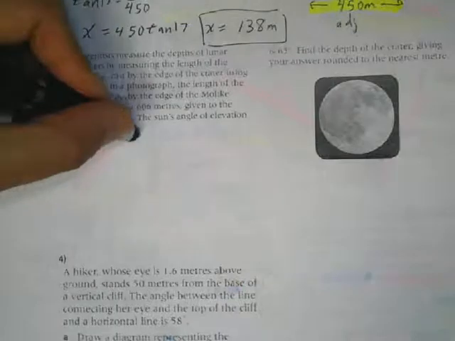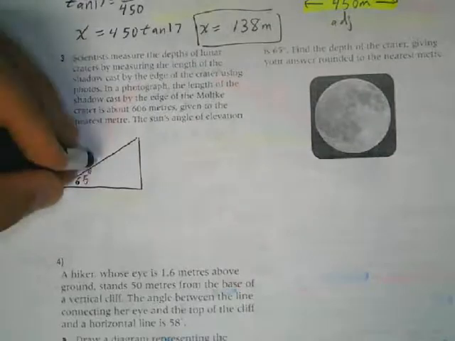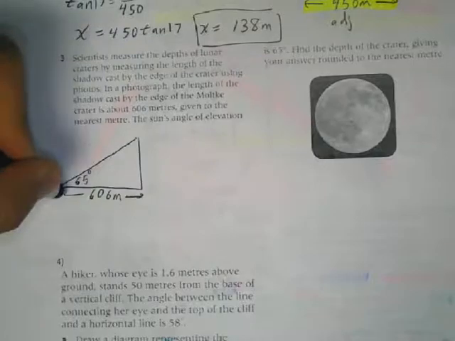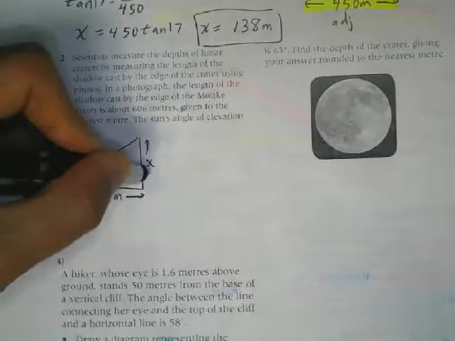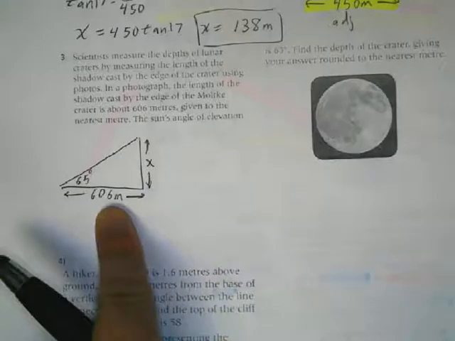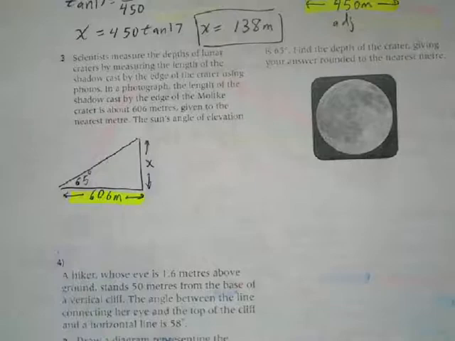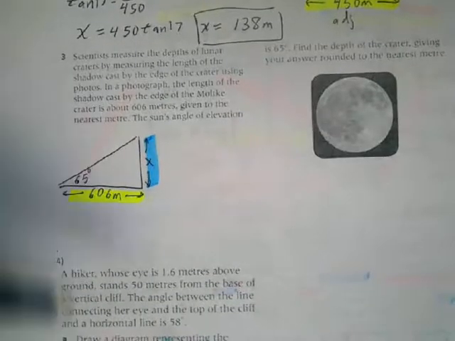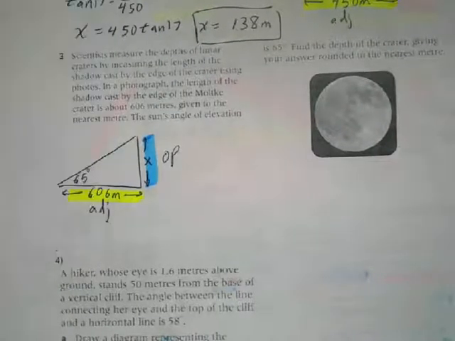So, if this is 65 degrees, and we know the shadow is 606 meters, we're trying to find the depth of the crater. So how deep is the crater? This is going to give me the depth of the crater. This is the shadow. This is the adjacent. This is the opposite. We don't know the hypotenuse, and we don't care about the hypotenuse. So we've got opposite, adjacent, so we're going to be using tangent.